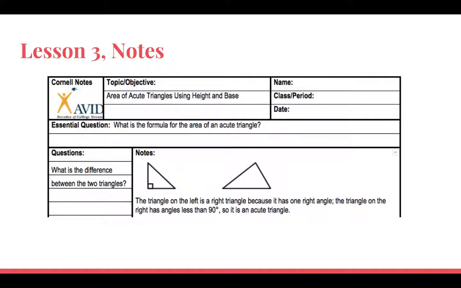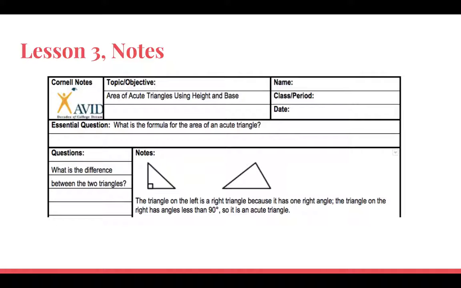Today, the topic is area of acute triangles using height and base. And our essential question is, what is the formula for the area of an acute triangle? First question is, what is the difference between two triangles?